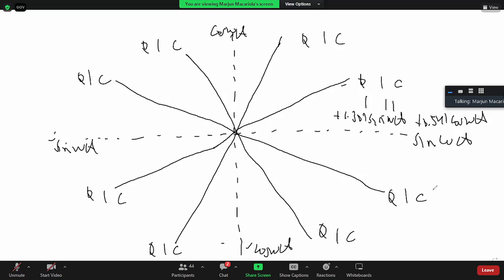Send ko na lang sa GC yung sagot, kasi mahirapan ako mag-drawing. Sinend ko na sa GC yung phasor diagram.